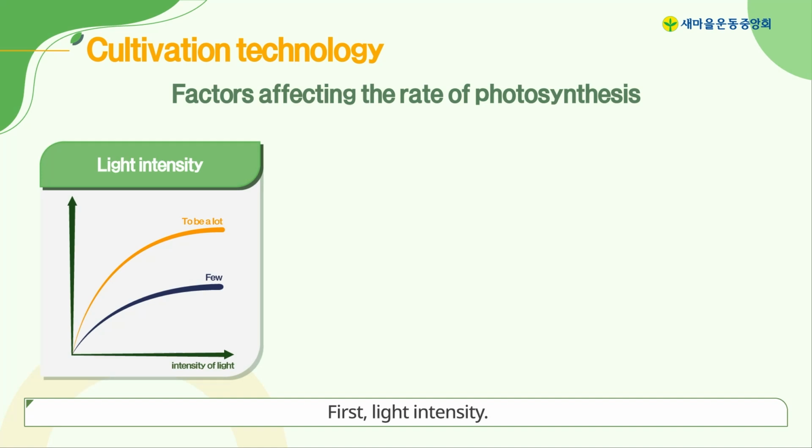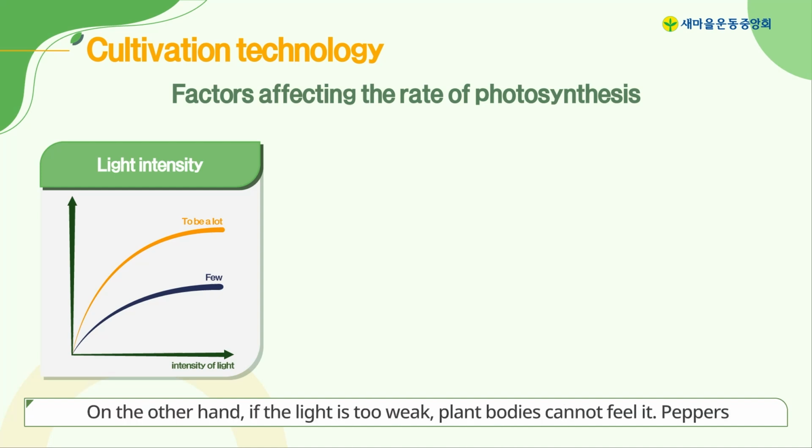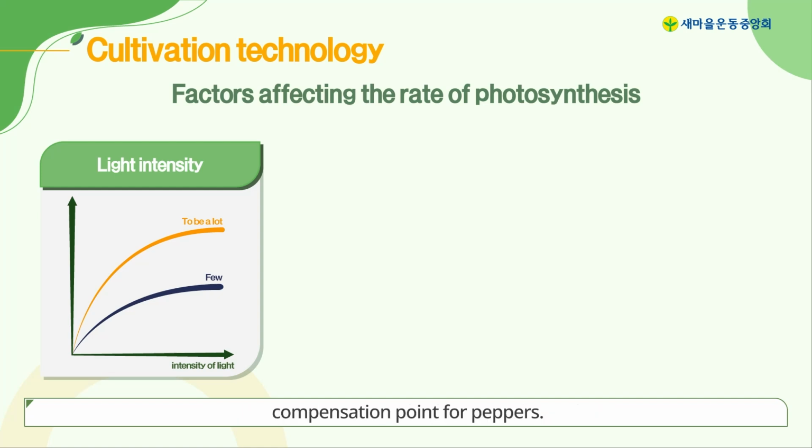First, light intensity. If the sunlight is too strong, peppers cannot photosynthesize due to their lack of capacity to take in the strong sunlight. So, once peppers are exposed to a certain level of light intensity, that is, above 30 K lux, they cannot use it. On the other hand, if the light is too weak, plant bodies cannot feel it. Peppers need at least 2 K lux, which is the maximum light compensation point for peppers.